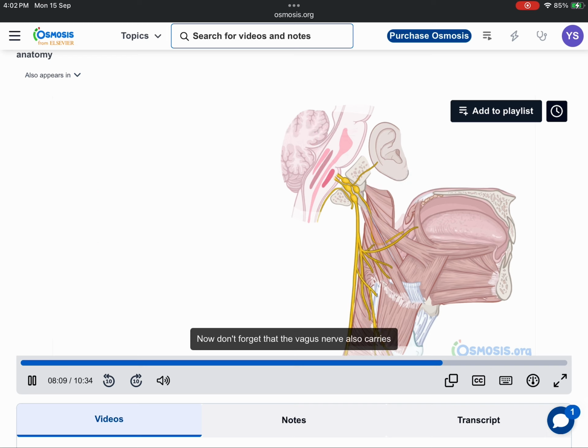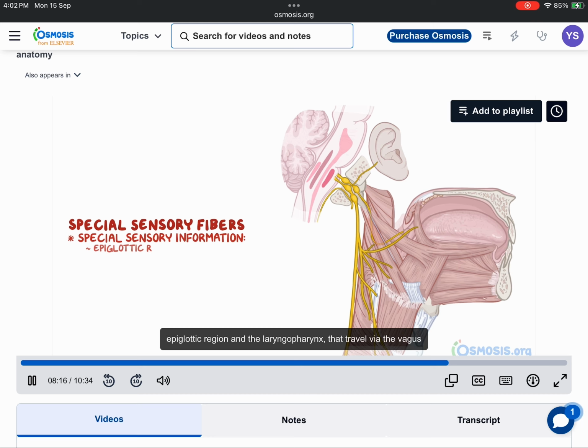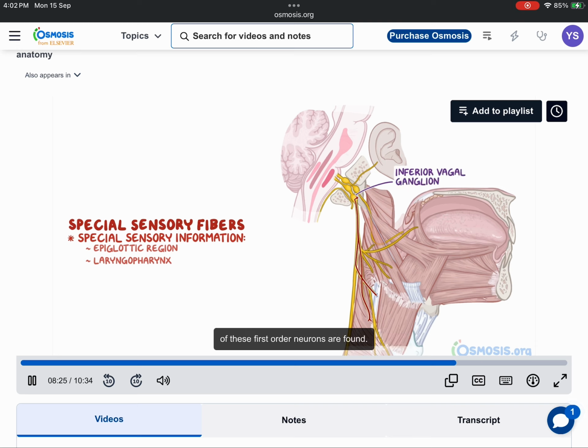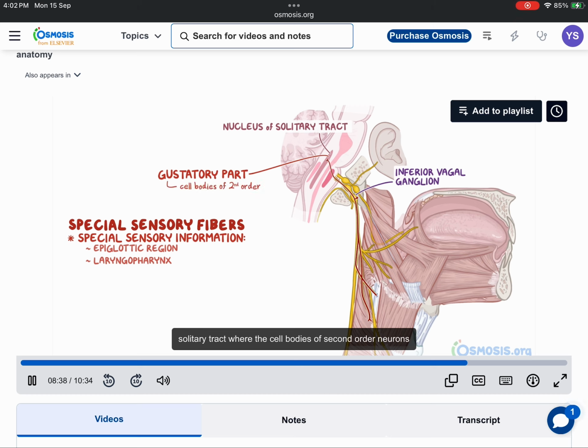Now, don't forget that the vagus nerve also carries special sensory information to the brain. This pathway starts with special sensory fibers in the epiglottic region and the laryngopharynx that travel via the vagus nerve to the inferior vagal ganglion, where the cell bodies of these first-order neurons are found. Then they exit the jugular foramen and reach the brainstem at the level of the rostral medulla. From here, the fibers travel in the solitary tract and synapse in the gustatory part of the nucleus of the solitary tract, where the cell bodies of second-order neurons in this pathway are found.